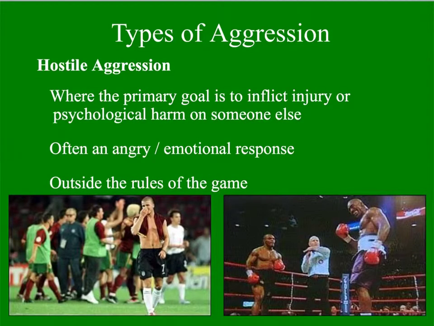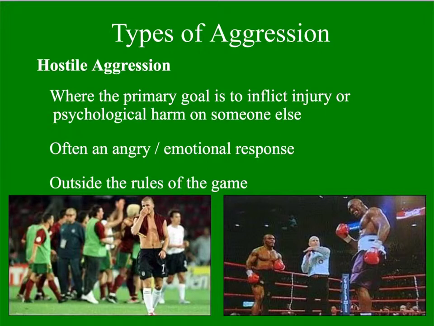So we need to know types of aggression. The first one is hostile or reactive aggression. So hostile aggression is like the worst form of aggression, the most obvious form of aggression that we would see. This is where the primary goal is to inflict injury or harm on someone else, or the only goal really. So the only thing that you're trying to do is hurt the other person.